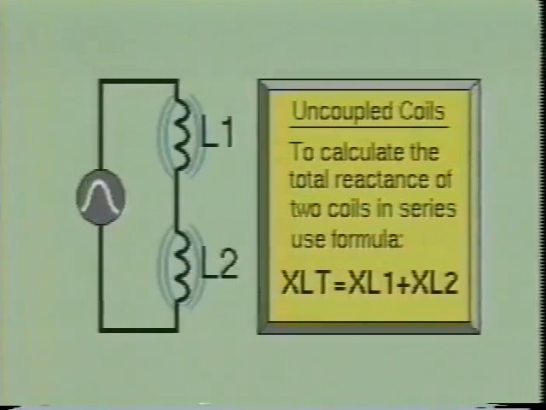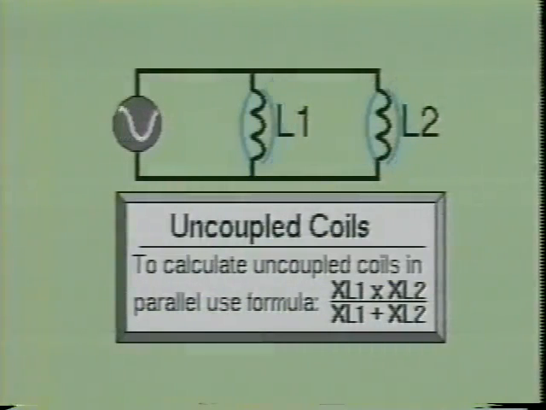Also, if 2 uncoupled inductive reactances are in series, the total reactance can be calculated by adding their inductive reactances together. Mathematically stated, total inductive reactance equals the inductive reactance of L1 plus the inductive reactance of L2. If 2 uncoupled inductive reactances are in parallel, total reactance may be calculated using the formula: total inductive reactance equals the reactance of L1 times the reactance of L2, over the reactance of L1 plus the reactance of L2. By uncoupled, we mean that the flux lines from one coil do not cross into the other coil.